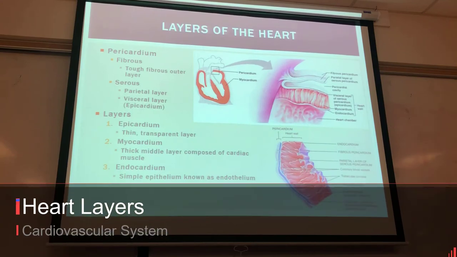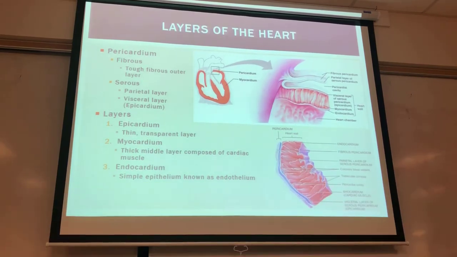Looking at the layers of the heart, if we were to take a cross-section of it, you'll see we have the pericardium, peri meaning outside, cardium related to the muscle tissue, the cardiac muscle fibers that you can see that are present.